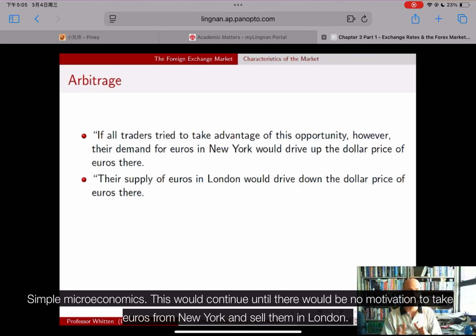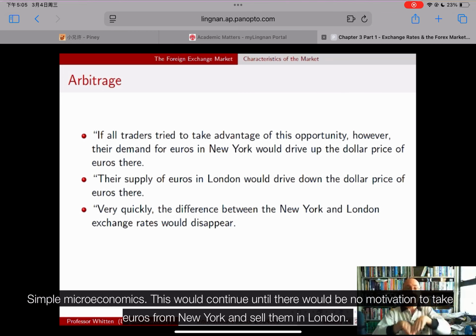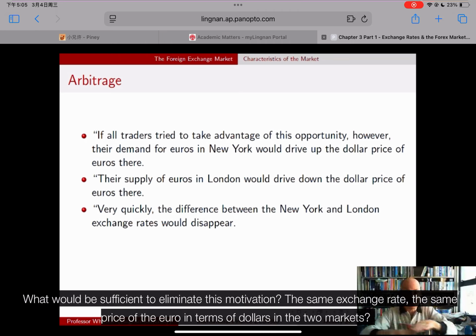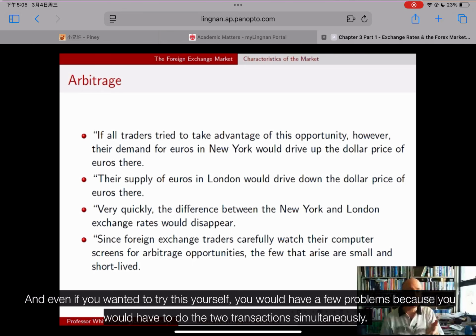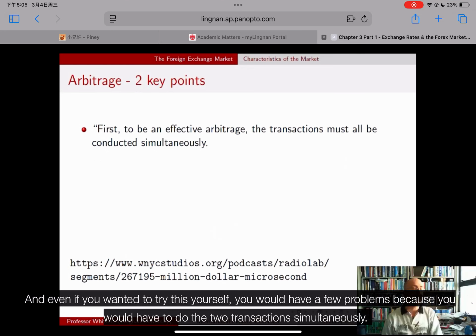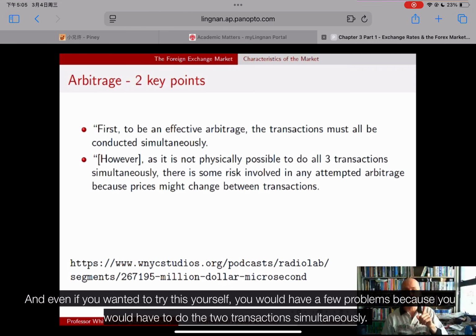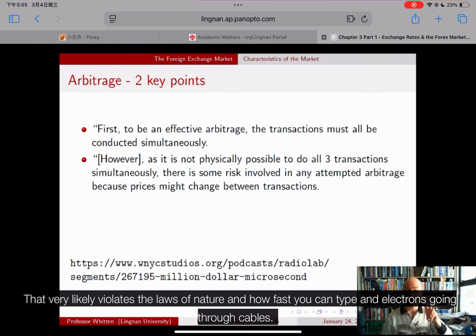Simple microeconomics. This would continue until there would be no motivation to take euros from New York and sell them in London. What would be sufficient to eliminate this motivation? The same exchange rate, the same price of the euro in terms of dollars in the two markets. And even if you wanted to try this yourself, you would have a few problems, because you would have to do the two transactions simultaneously. That very likely violates the laws of nature and how fast you can type and electrons going through cables.